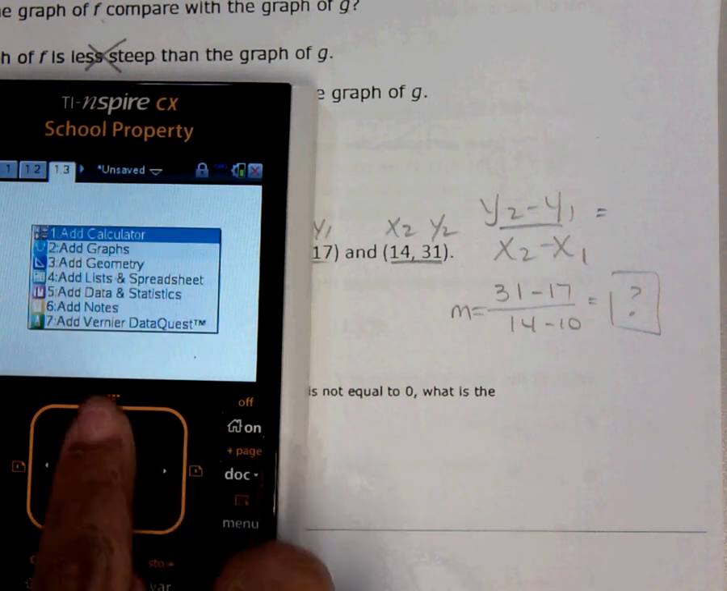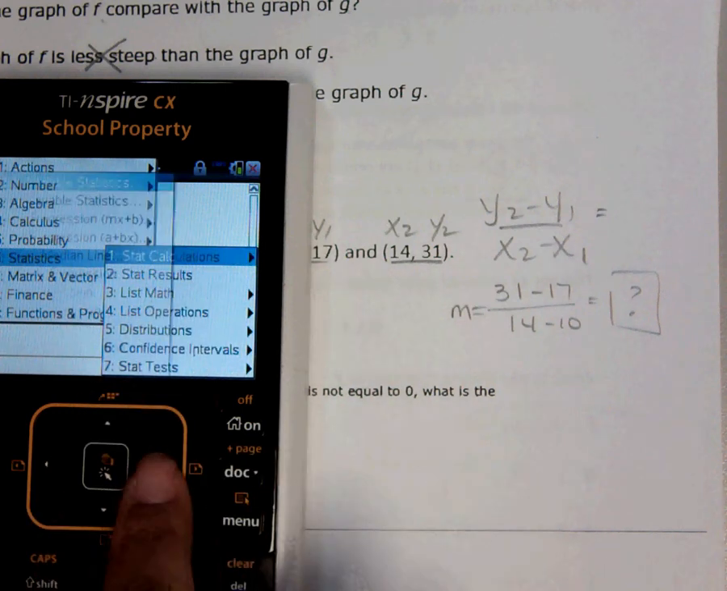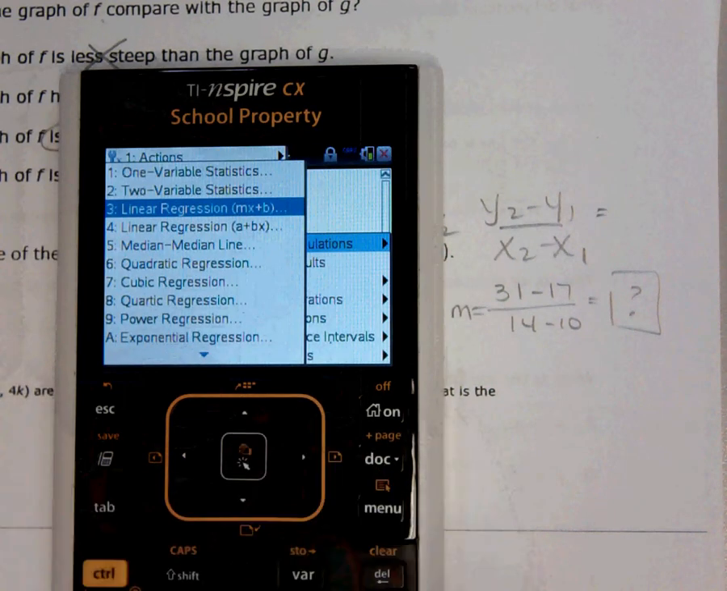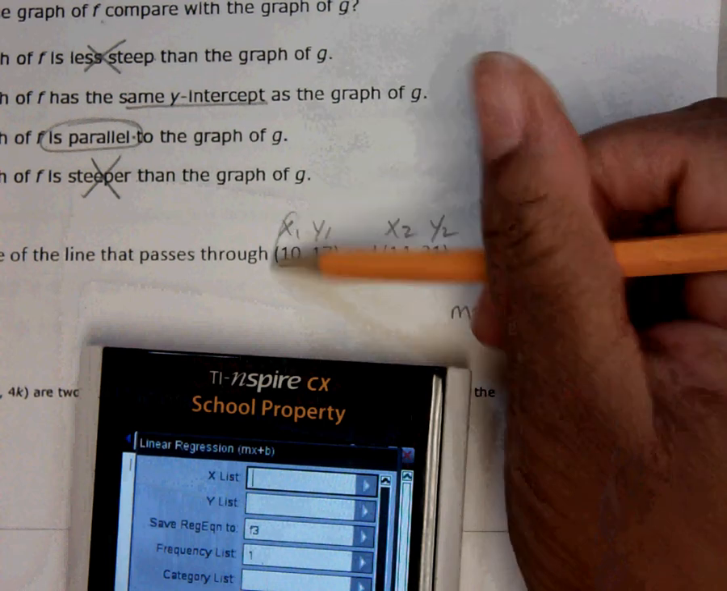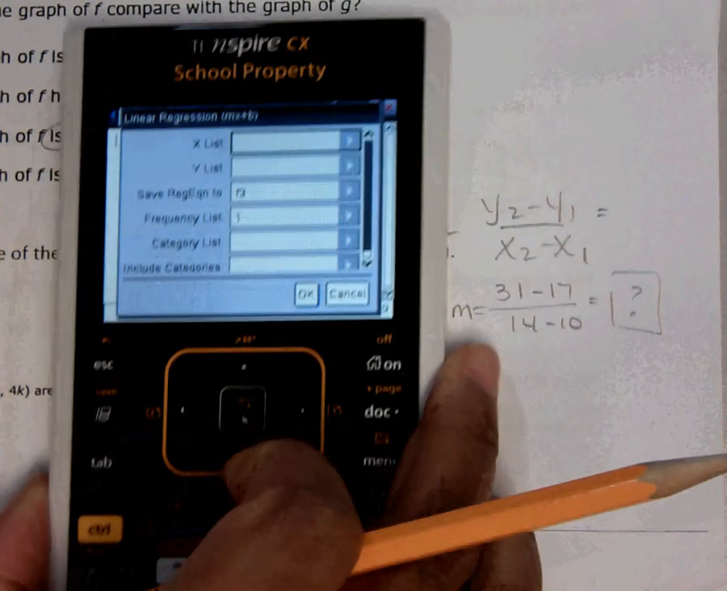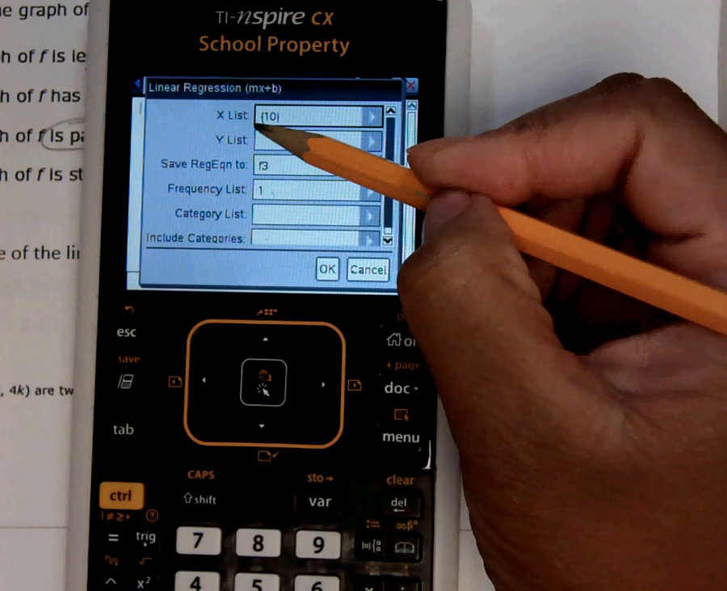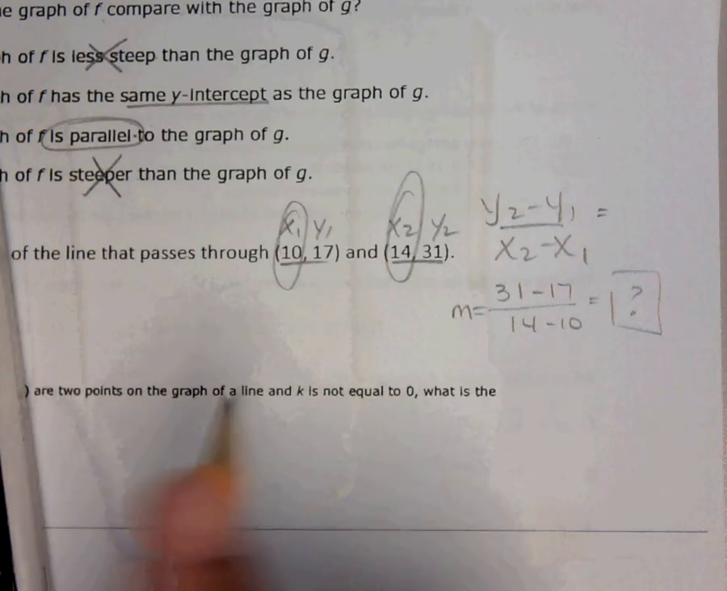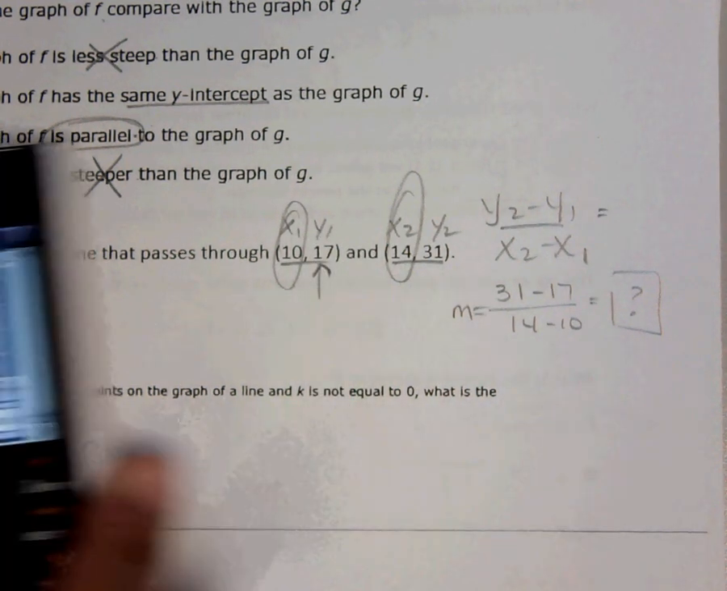That's the slope formula. Or you can do menu 6 1 3. So I'm going to add a calculator, go to menu, go down to statistics, go to stat calculations, and then go to linear regression. Okay, and now I'm going to type in the x values only. So I need 10 and 14. So control right parenthesis, and the reason I hit the right parenthesis is to get the squiggly lines. Okay, 10 comma 14. Make sure that's what I needed.